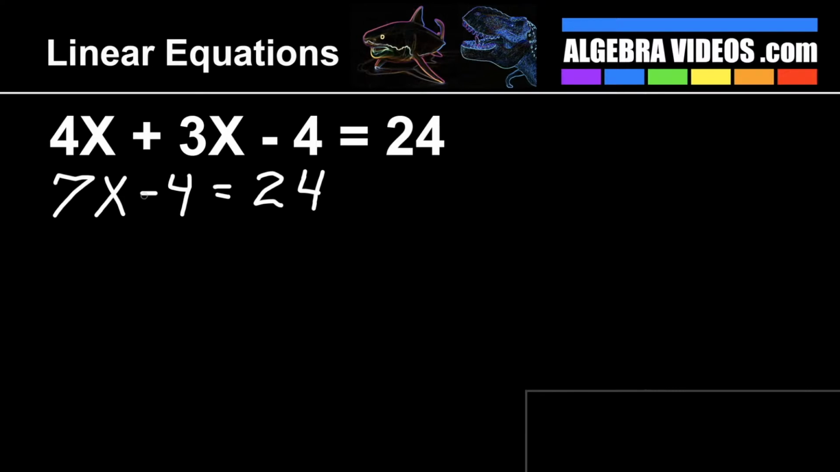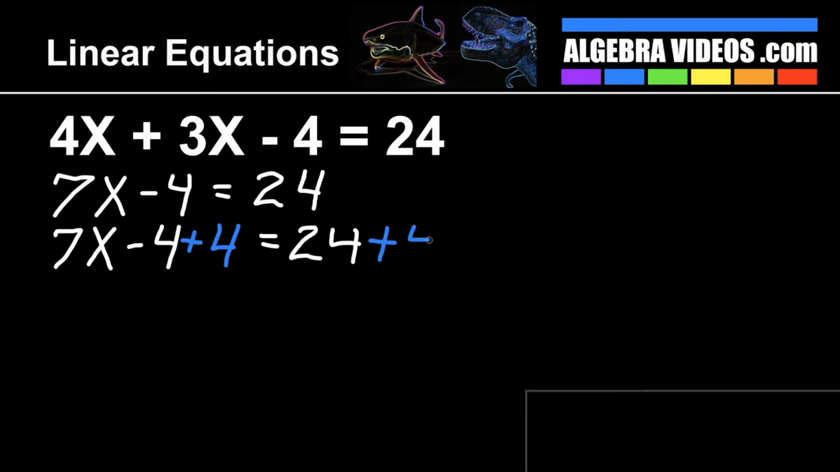So the next step is to get rid of this 4. So how do we do that? We've got a minus 4. We could just add 4 to both sides. So let's do that. I'm going to do 7x minus 4, I'm just rewriting the equation, equals 24. Nothing changed. So now I'm going to add 4 to both sides. I'm going to do it in blue so that you can see it clearly. So I'm adding 4 to the left side, and I'm adding 4 to the right side.